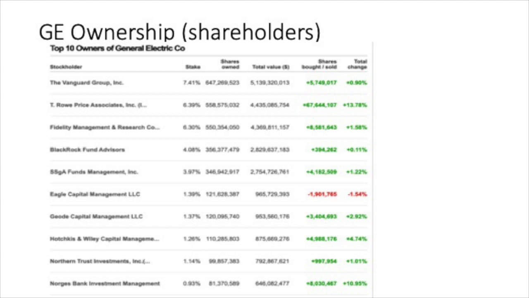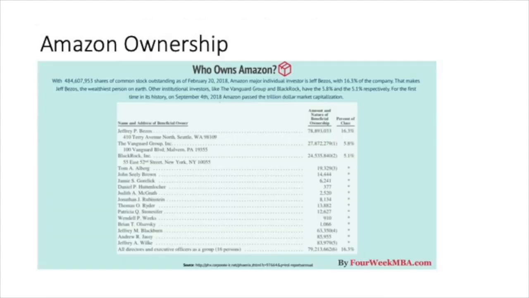But we have a different story here with Amazon. Amazon was just founded about 20 years ago, and if you look at Amazon's owners, Jeff Bezos is a major owner of this company, and he's also working as the CEO, the top manager. So in the case of Amazon, there is no separation between ownership and management. Jeff Bezos is doing everything here.